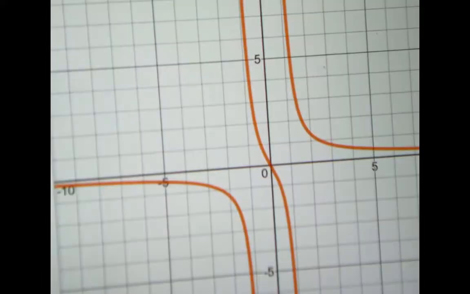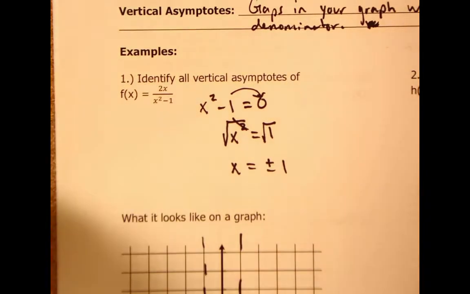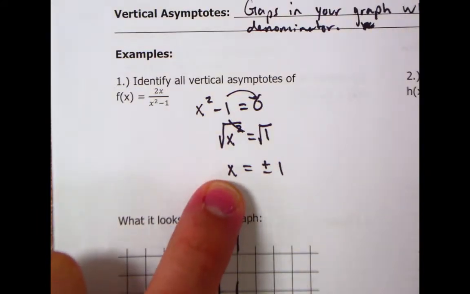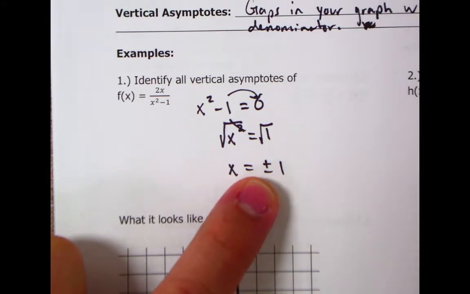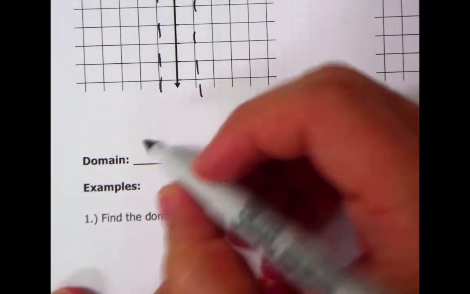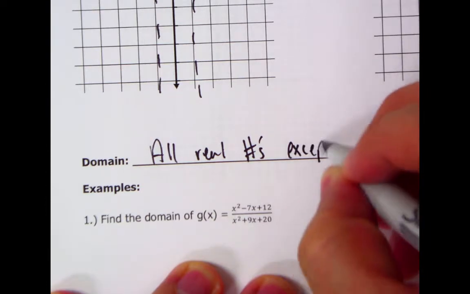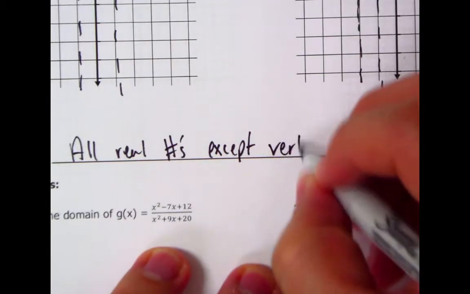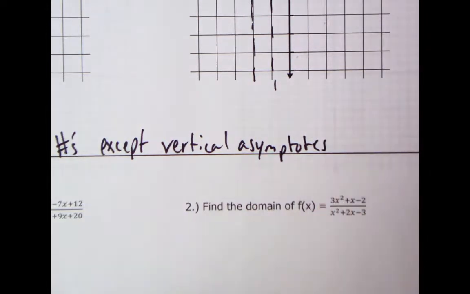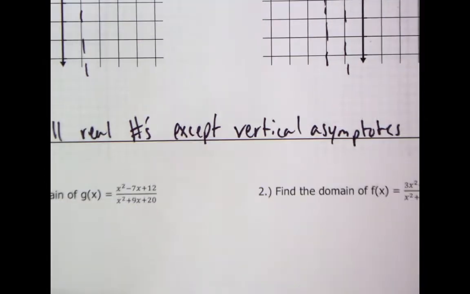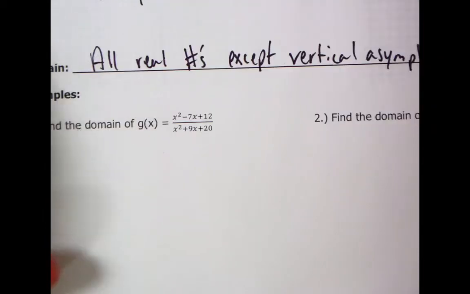Now remember, x can be a lot of numbers. But what are the only numbers that x cannot be? It can't be 0 because that makes your function invalid. So what values of x make your denominator 0? Well, in this case, it's 1 and negative 1. So domain will be all real numbers except vertical asymptotes. All real numbers except vertical asymptotes. So, we could find the domain.